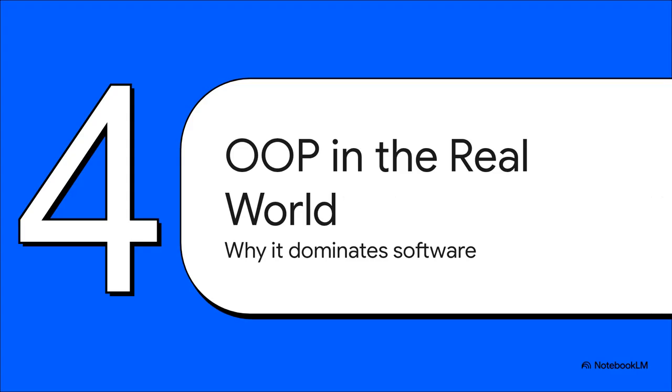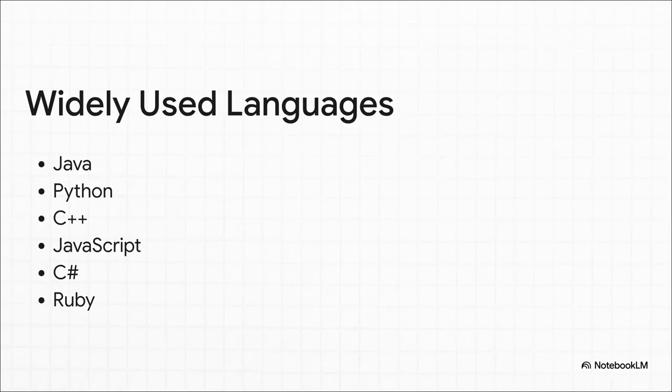Okay, so we've talked about these 4 pillars: encapsulation, abstraction, all that stuff. But why should you care? How does all this theory actually translate into the real world? Well, as it turns out, this way of thinking is pretty much the backbone of almost all the software you use today. And I mean, pretty much all of it.